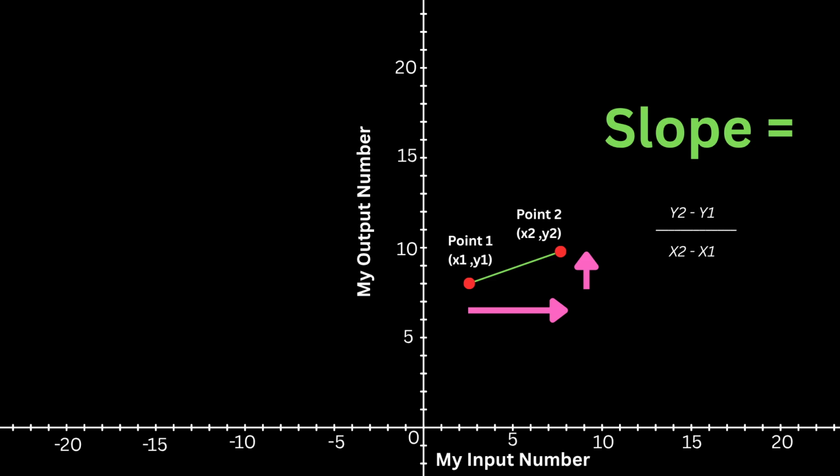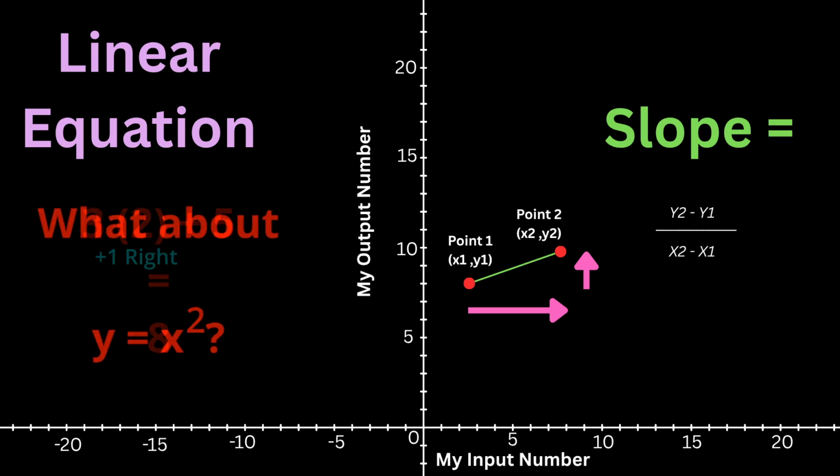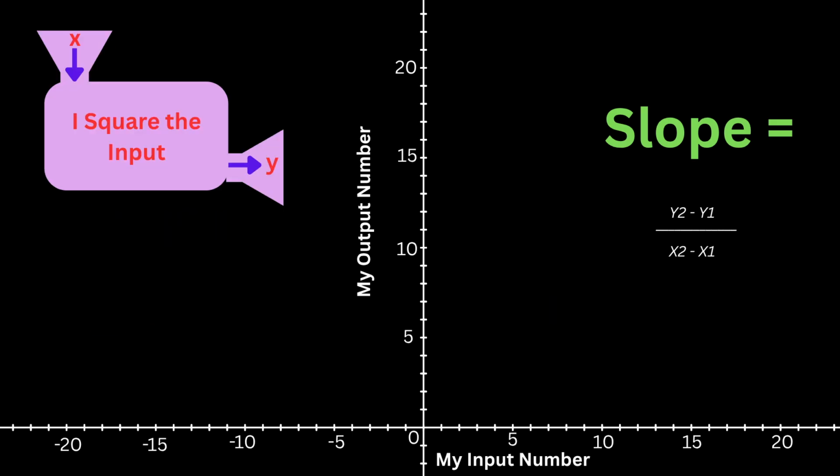Because the slope wasn't changing as I went up or down the line, this is a linear equation. So whatever I input and whatever it outputs, it increases by the same amount. So if I add 1 to my input, I know the output will always be 3 extra. What about exponents though? Say my input, I square it to get the output. So 1 squared is 1.